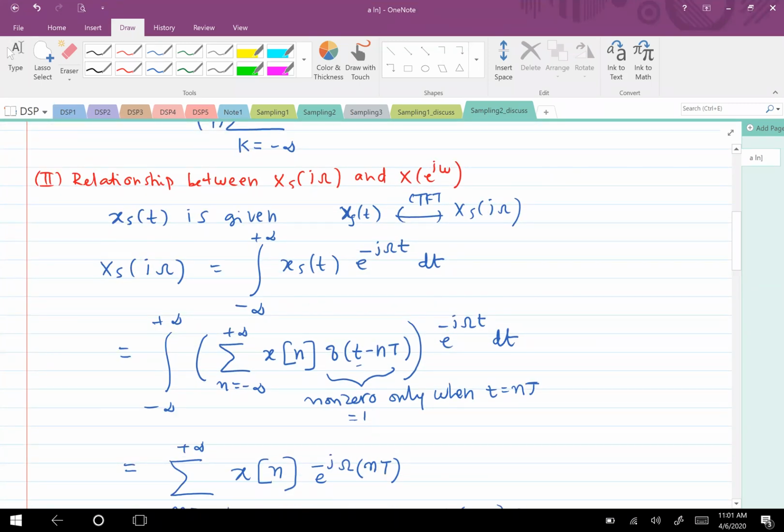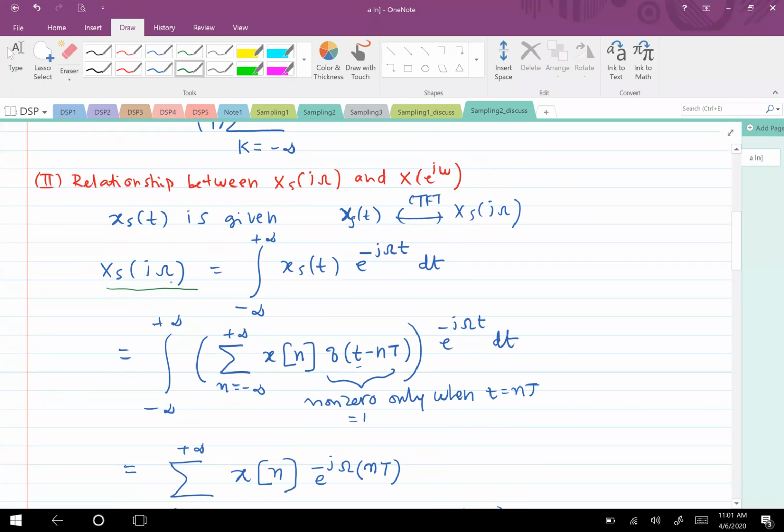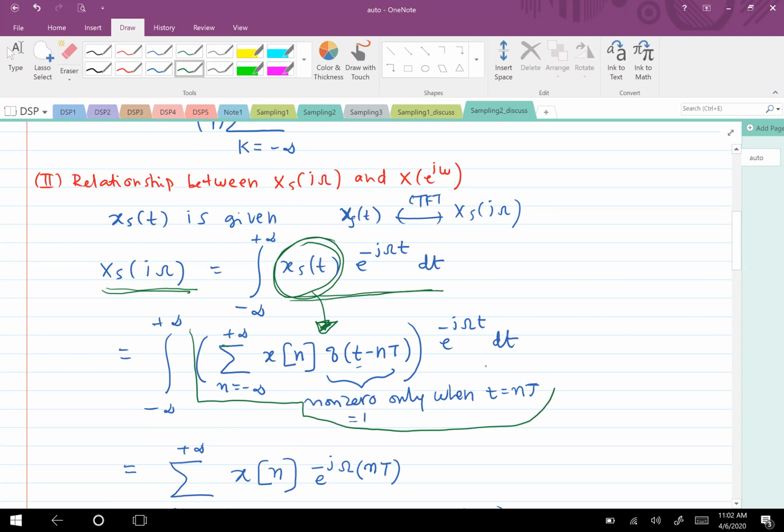So the way we are trying to write is, you write the expression for Xs of j omega as the integral from minus infinity to plus infinity, which is simply the definition of your CTFT. Now xs of t we already know from the previous thing. This is nothing but xc of t multiplied with an impulse train that has values only at delta of t minus multiples of T. So instead of the integration, you could simply write the summation. This we have done in the previous presentation.